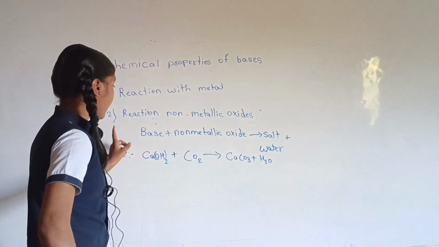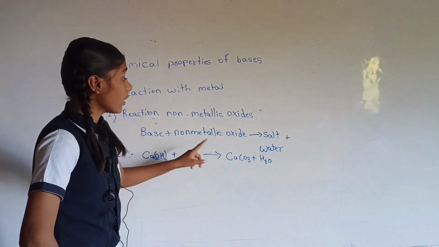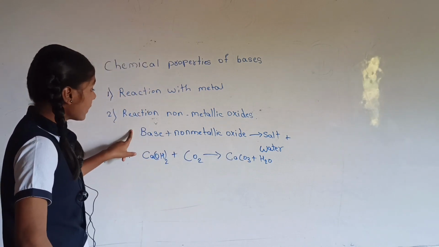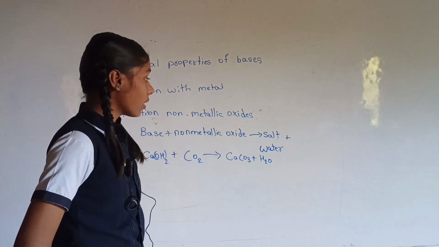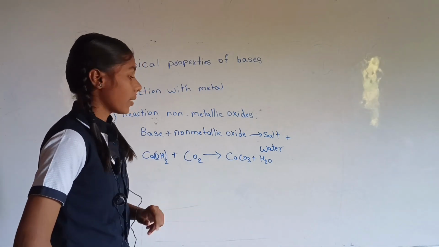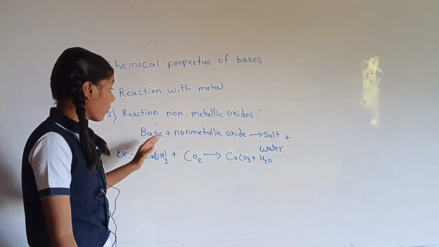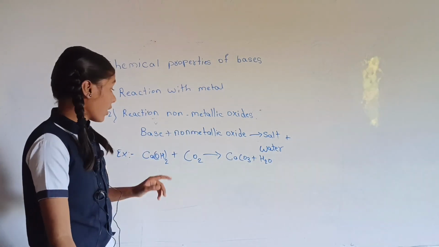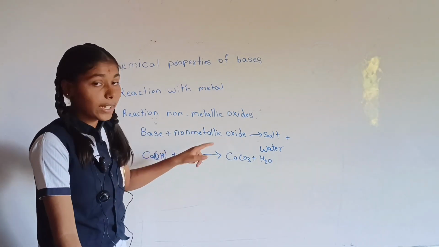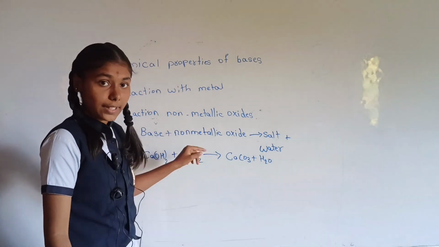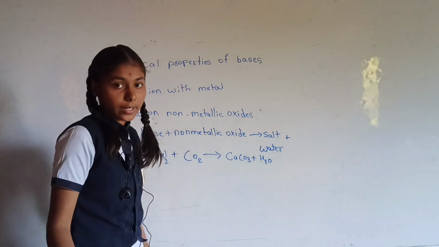We can say that when an acid reacts with a base, it also gives salt and water. In base plus non-metallic oxide, that also gives salt plus water, because non-metallic oxides are acidic in nature and metallic oxides are basic in nature. If a base reacts with a non-metallic oxide, it means the base reacts with an acid, so it will give salt plus water.